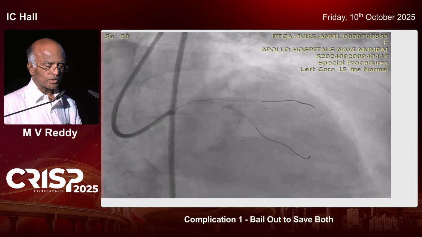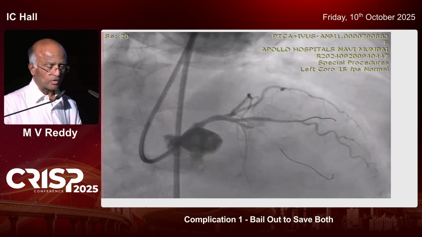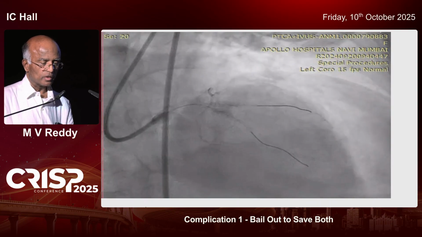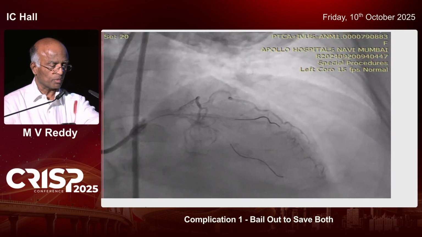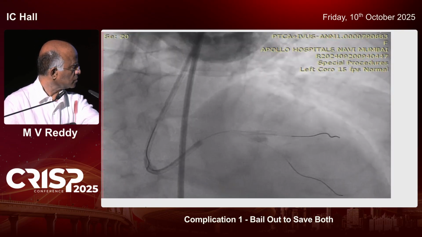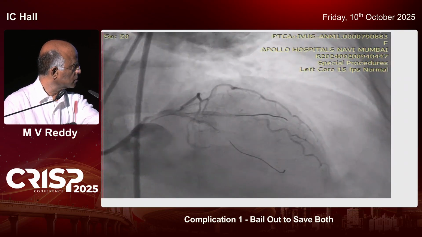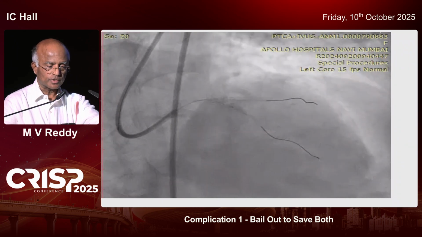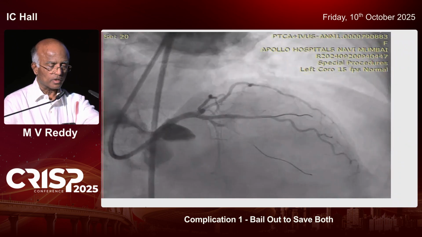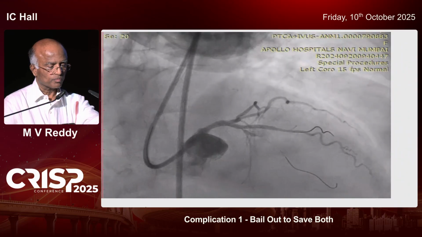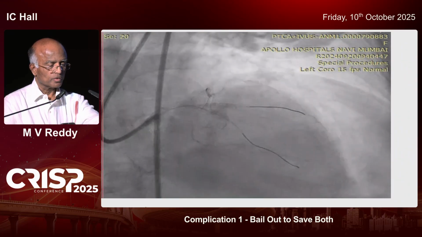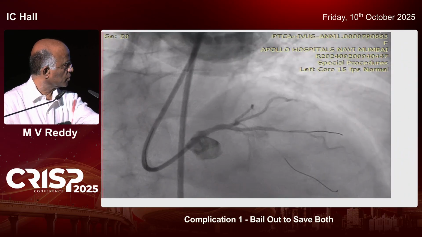Now, I placed a stent from the diagonal to the LAD. Now, there is no flow in the main artery. The patient is hypotensive, with ECG changes, and blood pressure slowly going down. So now what are the options we have?